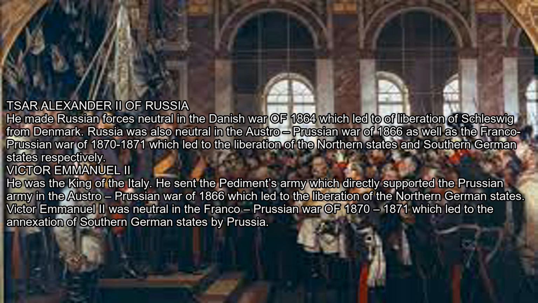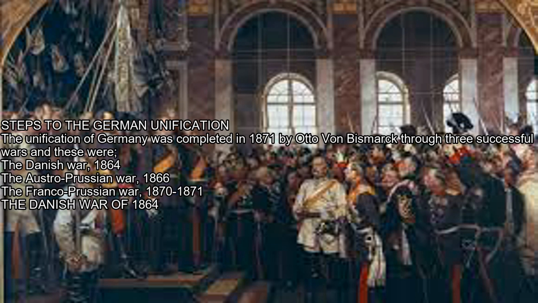Victor Emmanuel II was neutral in the Franco-Prussian War of 1870–1871, which led to the annexation of southern German states by Prussia. Steps to the German unification. The unification of Germany was completed in 1871 by Otto von Bismarck through three successful wars: the Danish War, 1864; the Austro-Prussian War, 1866; and the Franco-Prussian War, 1870–1871. The Danish War of 1864.